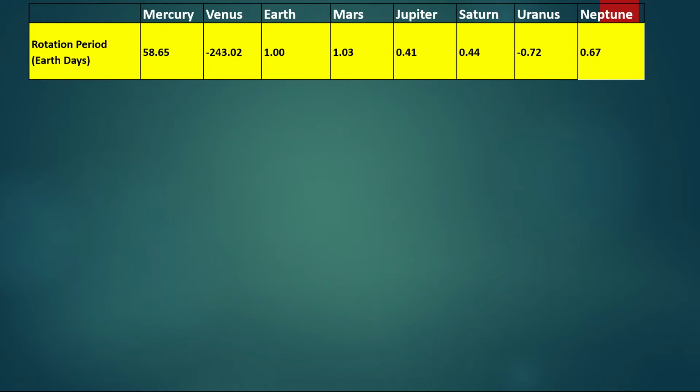Now rotation period. You know the Earth rotates around its axis in one day, so we have the full cycle in one day. But you can find the other planets' rotation periods, that is, how much time it takes to rotate on their axis. Mercury takes around 58 days, and Venus takes 243 days to rotate just on its axis, so it is the slowest one. However, other planets like Jupiter rotate very rapidly, and it takes only 0.41 Earth days to rotate on its axis.